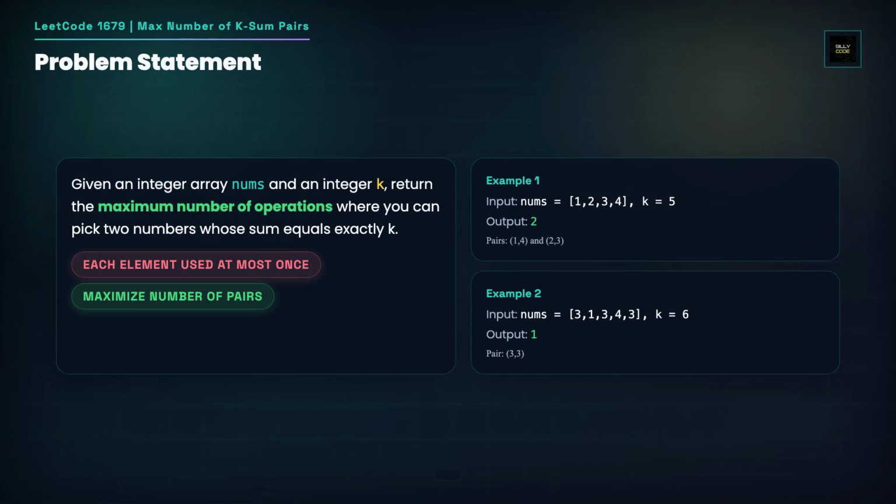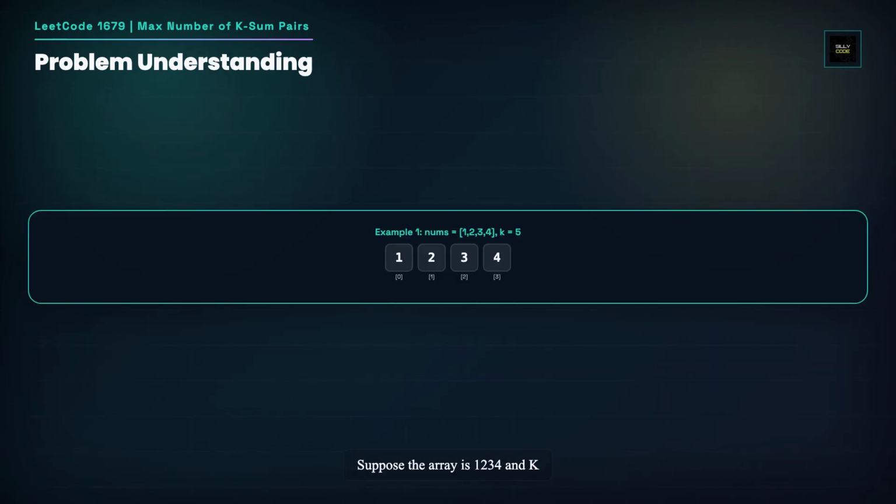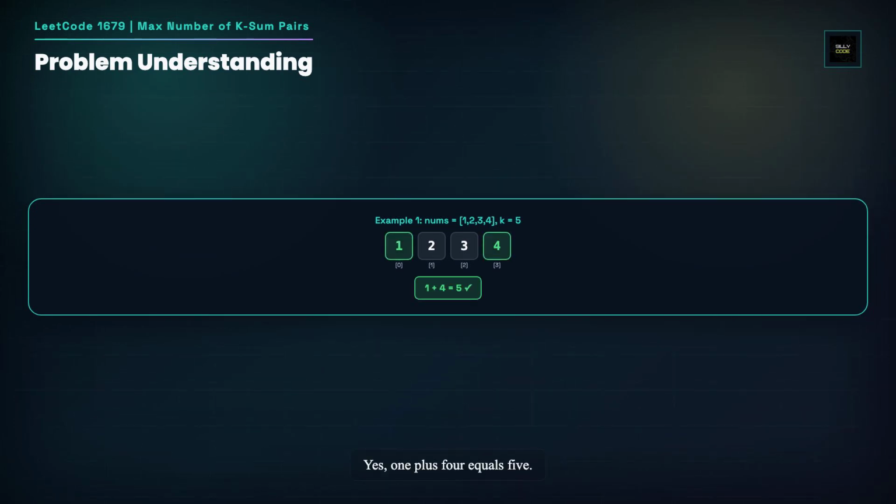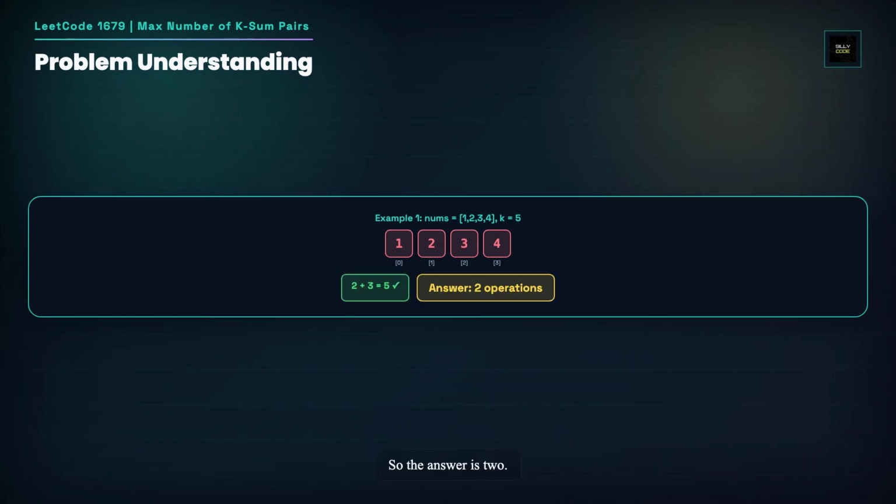Notice something important. The question isn't asking us to return the pairs. It only wants the maximum number of valid operations. Now let's understand this with an example. Suppose the array is 1, 2, 3, 4 and k is 5. Can we find two numbers that add up to 5? Yes, 1 plus 4 equals 5. So that's one valid operation. Once we use those numbers, they are removed. The remaining numbers are 2 and 3. Again, their sum is 5. So that's another valid operation. Now the array becomes empty. No more pairs can be formed. So the answer is 2.